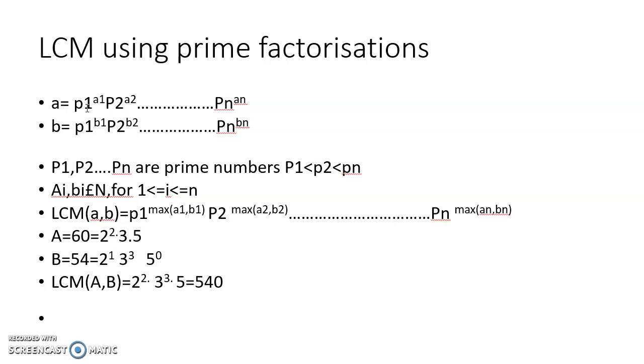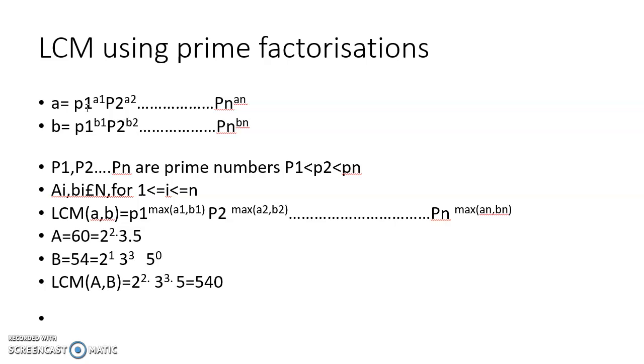Similarly, the second number B can be written like this: P1 raised to B1, P2 raised to B2, up to Pn raised to Bn. These P1, P2, etc. up to Pn are prime numbers. Ai, Bi are natural numbers. So LCM of A, B will be P1 raised to maximum of A1, B1, into P2 raised to maximum of A2, B2, up to Pn raised to maximum of An, Bn.